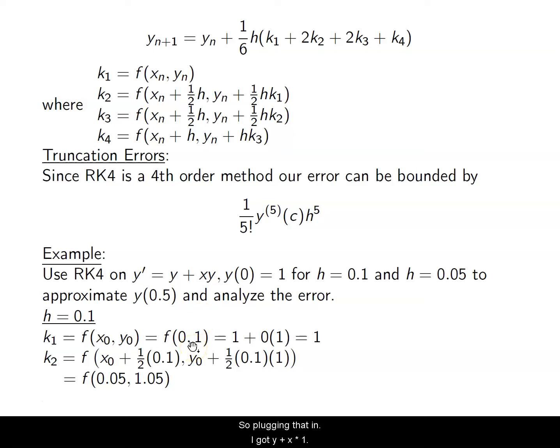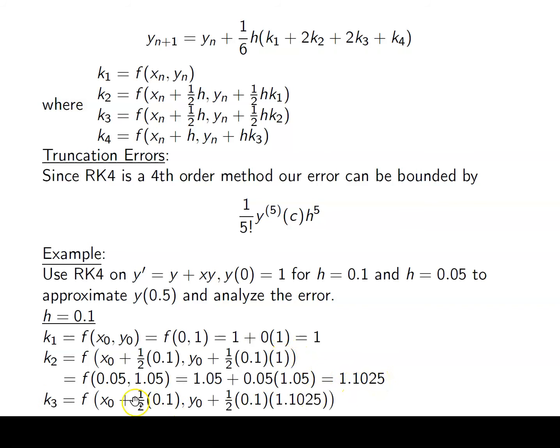So plugging that in, I got y plus x times y, and that's 1.1025, right? I'm going to do the same thing for K3. So x naught plus 1/2 of h, so I'll have the same 0.05 value that I'm looking at, and my y value will be my current y value, which is 1 plus 1/2 times h, times my K2. So instead of having 1 here, it'll have times that.